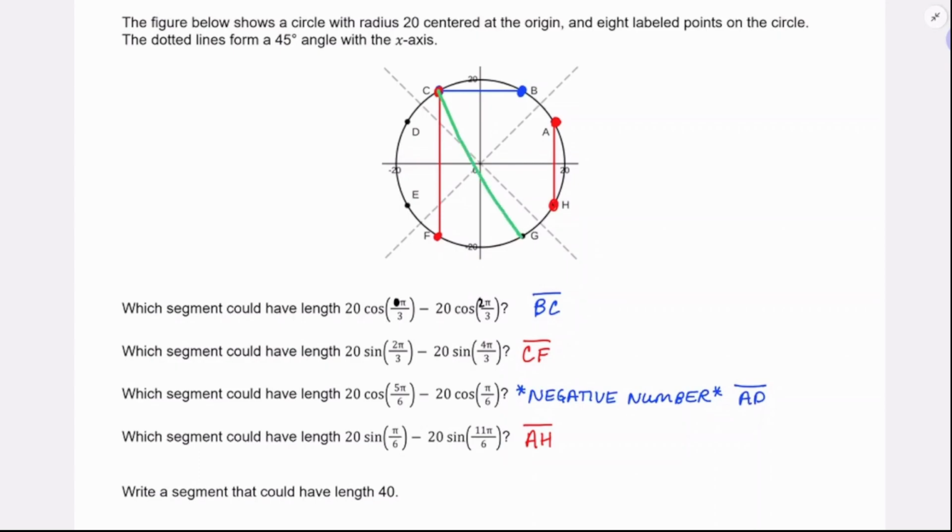So that was pretty bad. I'm going to try one more time for that. Yeah, that's great. It goes through the origin. Talking about segment CG.